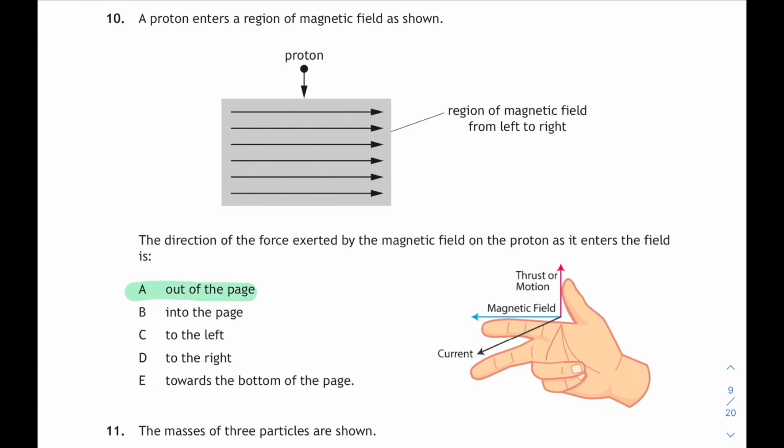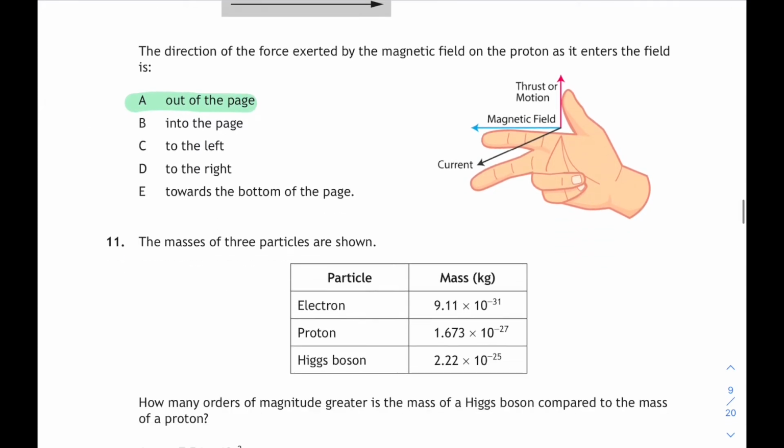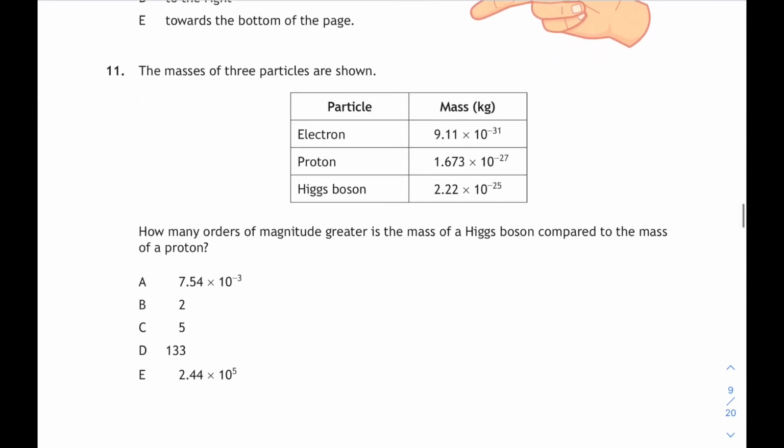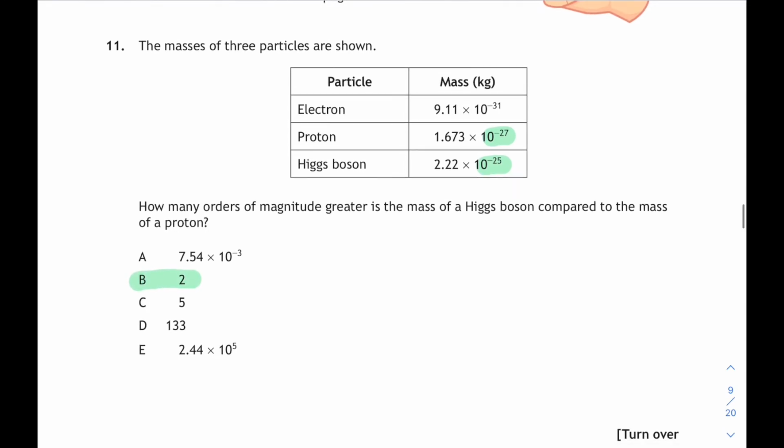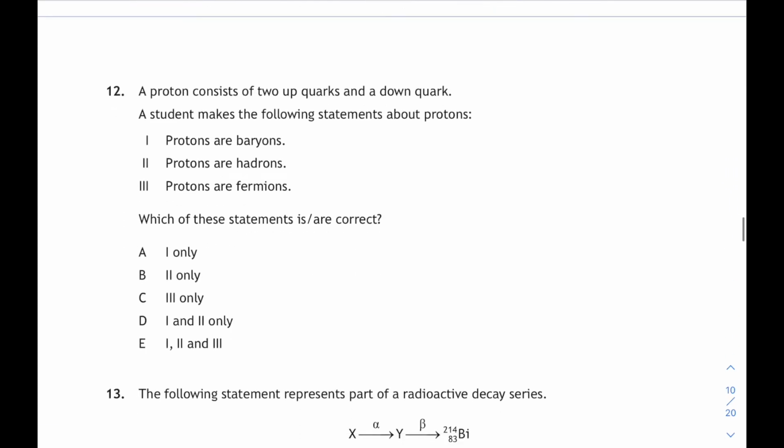page. Question 11. The masses of 3 particles are shown. We've got an electron, a proton and a Higgs boson. And we have to say how many orders of magnitude greater is the mass of the Higgs boson compared to the mass of a proton. So we're only looking at the powers of 10 here. The Higgs boson is 2 powers of 10 larger than the proton. So that's answer B, 11B.